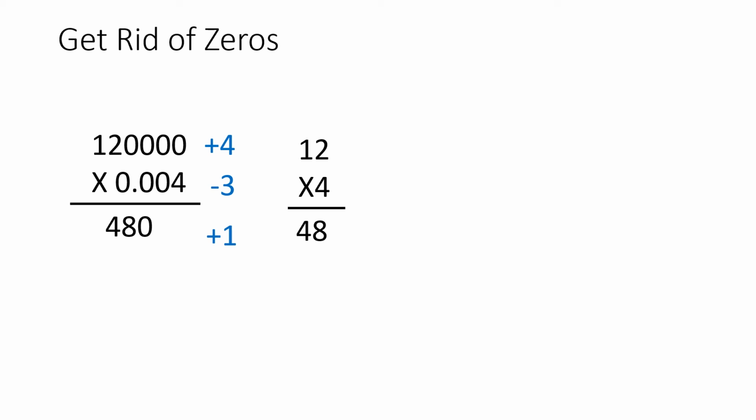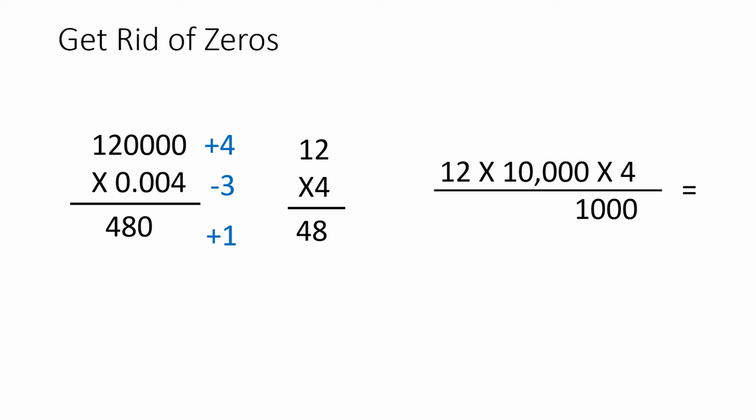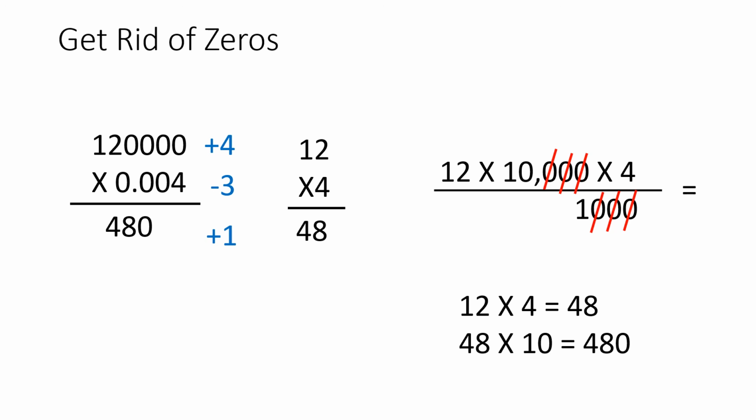Let's look at why this works. We can write 120,000 times 0.004 as 12 times 10,000 times 4 divided by 1,000. We cancel the zeros and we get 12 times 10 times 4, which is 12 times 4, 48, times 10, 480.